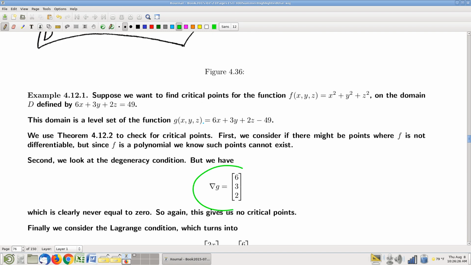Here's the constraint gradient. Is this ever equal to 0? Are there any values of x, y, or z, or combinations of values of x, y, and z that would make this the 0 vector? Nope. Now that's an easy thing to check. It's easy to check. It's easy to write down. But it's important that you do.